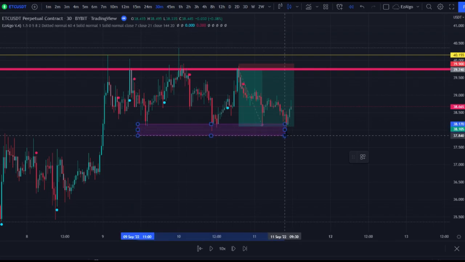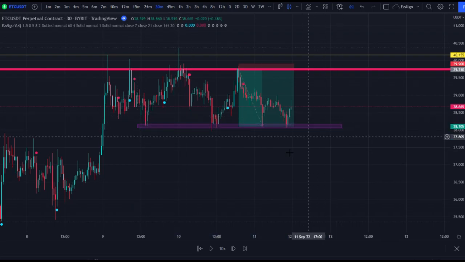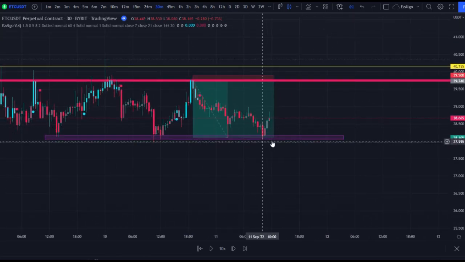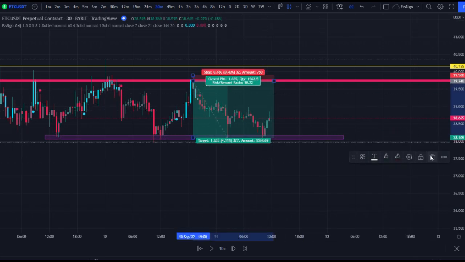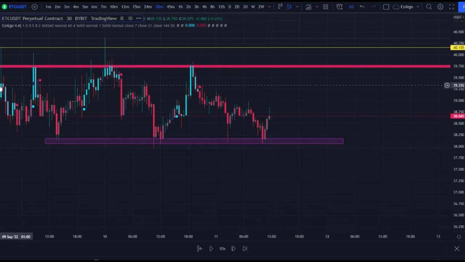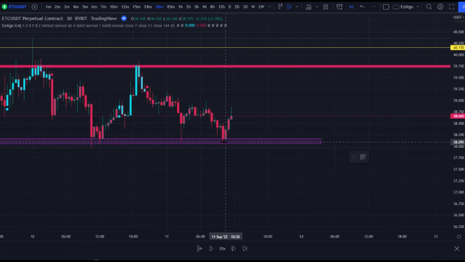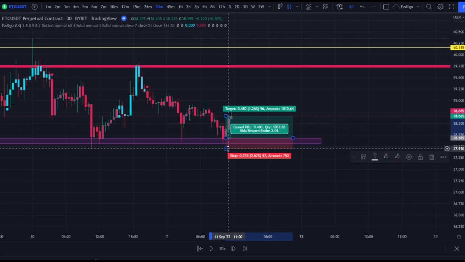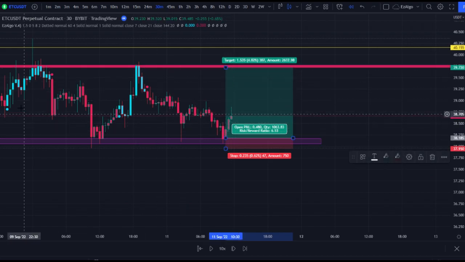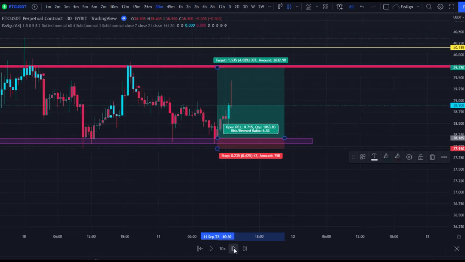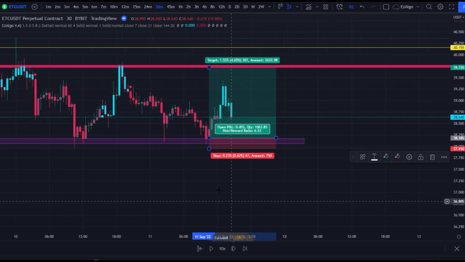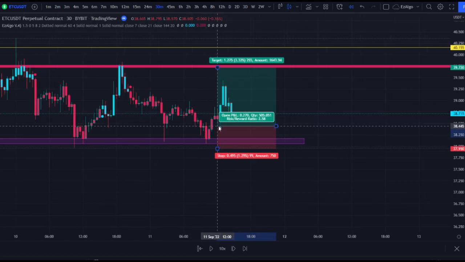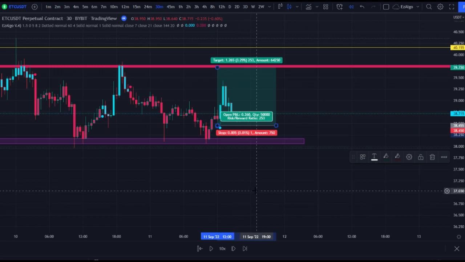This is a support zone now. We've turned this into support, so when price comes down, now we're looking for a long. So now we're going to take a long right here, as soon as price comes out of the zone, with a stop loss below the previous swing low, somewhere right here. We're probably going to be targeting right here. Stop loss to break even. Now you're in profit, and your stop loss is somewhere around here.